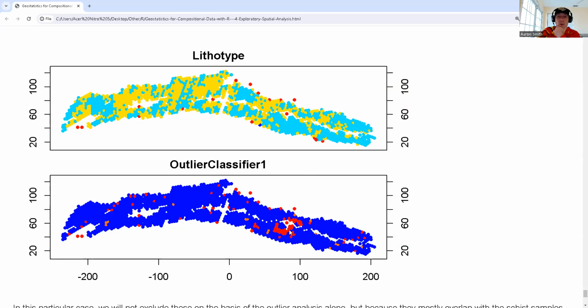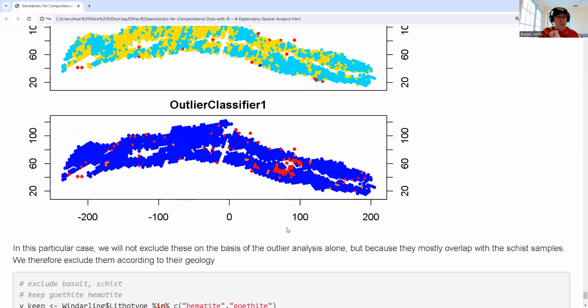Now, these points here, something's going on, something interesting is there. I know to dig into that, figure out what's going on. Hopefully it's not a mistake in measurements. It probably isn't. In this particular case, we would not exclude these on the basis of outlier analysis alone. By outlier analysis alone, yeah, I know it's there, but it's not pushing that hard. Now that I'm looking at it, I'm understanding that geographically things are much more complicated. And these outlier points mostly overlap with the schist samples.